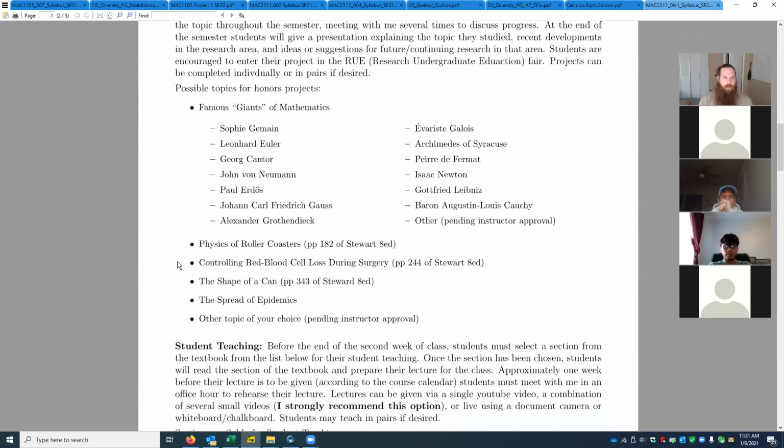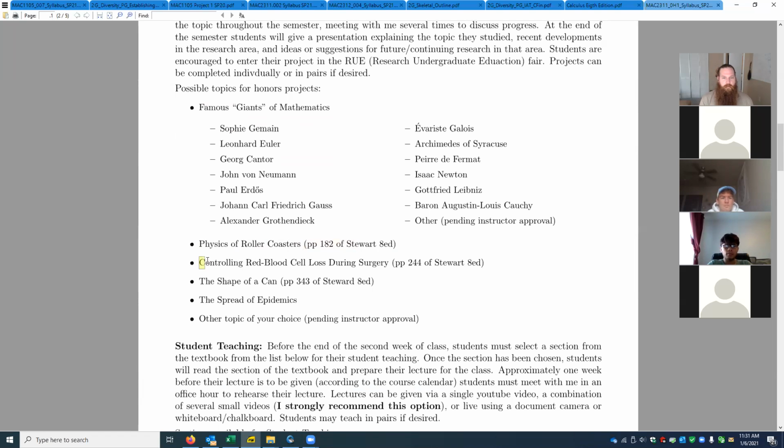Other things you could do: the physics of roller coasters. This is actually something that our textbook talks about. They have a little research project in the textbook on the physics of roller coasters. It can be found on page 182. And so this is another thing that's kind of laid out for you already.